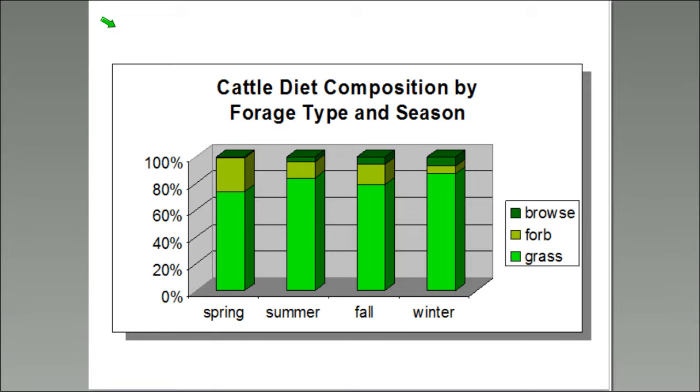We can break this down by different periods, and we'll look at season in this case for one species, and we'll look at cattle. Same type of bars, the grass in the bright green, the forb in the olive, and the browse in the dark green. We can see that in the spring, summer, fall, and winter, the cattle were predominantly grass. A little bit of browse during all of those seasons, and the forb component varied depending on what season we were in.